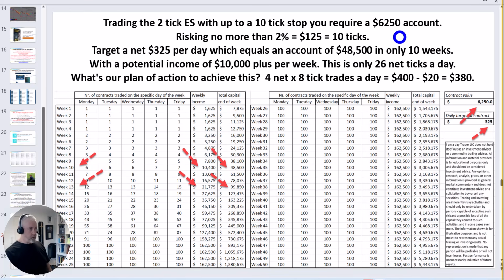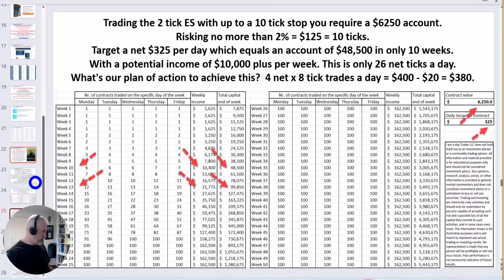Once we roll over, we need in here 6,250, and we go for 325 a day, that's only 26 ticks per contract. That's only 4 8-tick trades a day, and that would net us, after any losses, 380. What that means is in 10 weeks we've got the potential for 10,000 a week, and in 13 weeks trading 15 contracts, 20 odd thousand a week. That's a true potential. Now the thing is, how do we do that? That's what I'm about to show you.